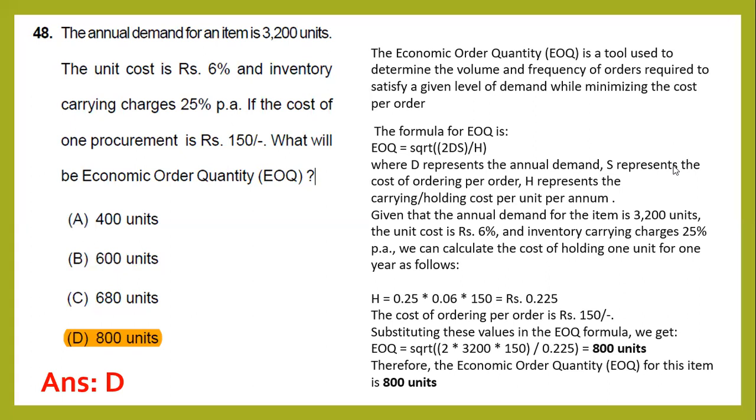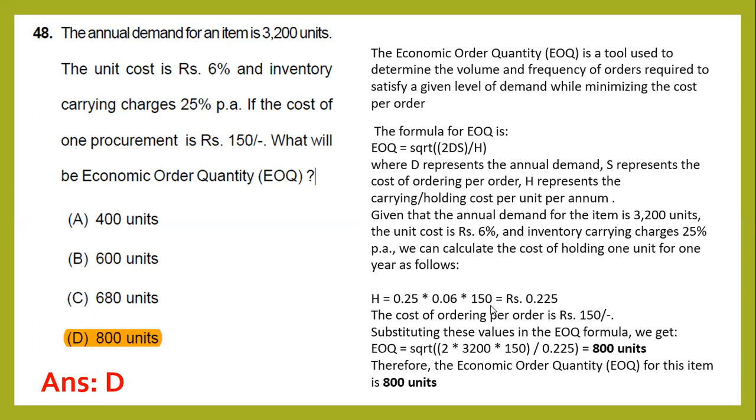Here the annual demand is given. What is the annual demand in the problem? 3,200 units. The unit cost is 6%. The inventory carrying cost is 25%. So we have to calculate like this. So first you have to calculate H. H is 25%, that is 0.25 into 6% into 150 rupees.